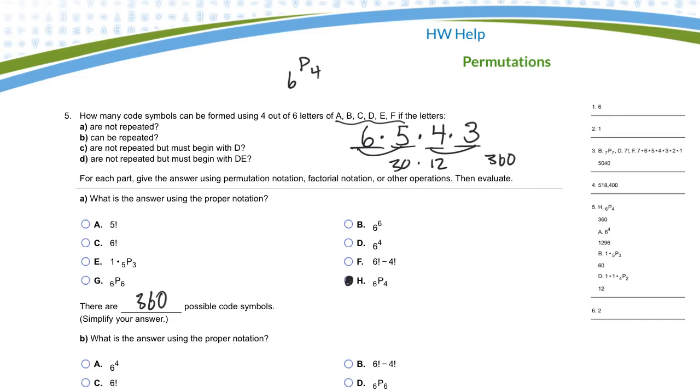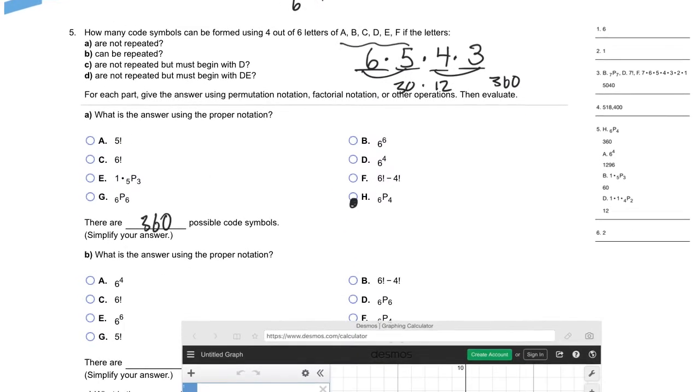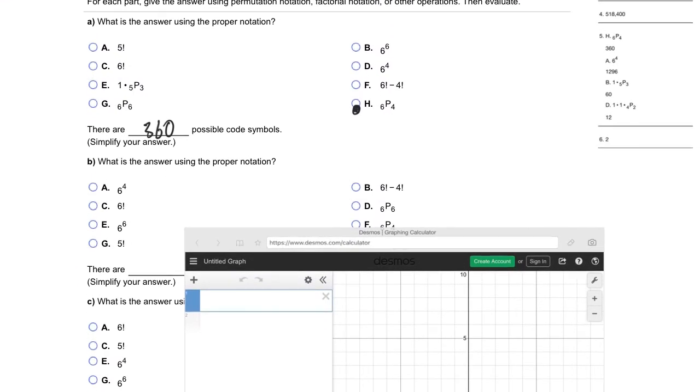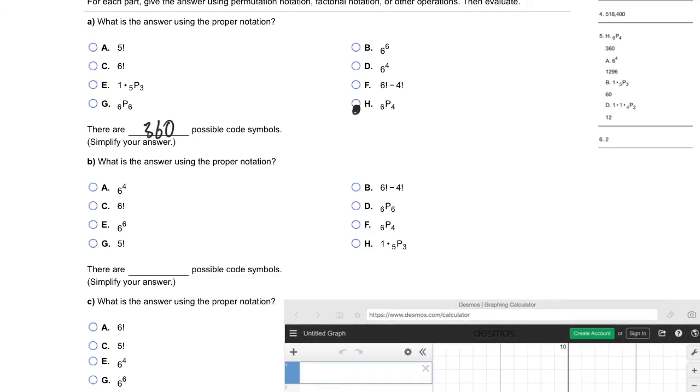Okay, now if you can repeat them. So if you can repeat things, then again I have 4 slots. I have 6 letters, so I can put 6 in the first one, but then I could also put 6 in the second, third, and fourth spots. So 6 times 6 times 6 times 6, or 6 to the 4th, that'd be how many ways I could do it if I could repeat.